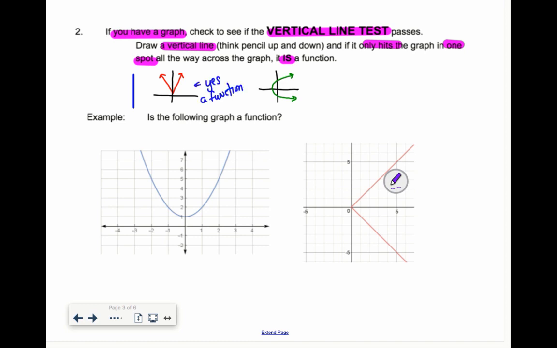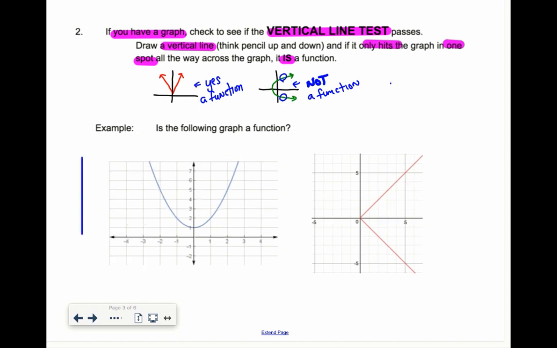But if we take this vertical line again and move it across this one, so if I move across here, what happens? It hits the graph in that spot right there. Well, anywhere after this point, it starts hitting it in two spots, right? So it hits that line here and here. That would not be a function. Okay, so keep that in mind. So let's look at the graphs and the examples that are below here.